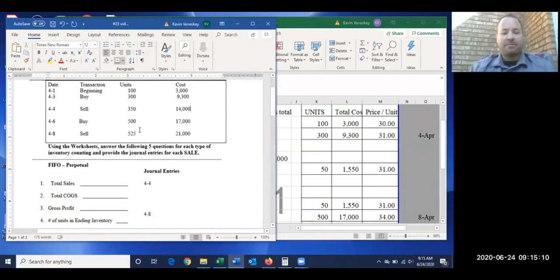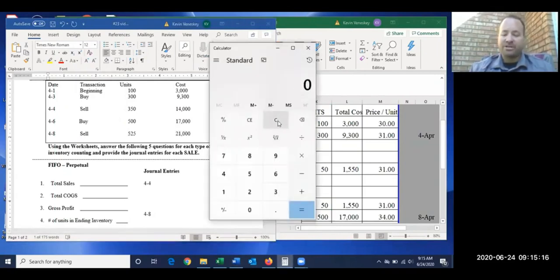My final sale, I'm selling 525 and I'm bringing in $21,000. Let's see if our sale price has changed. Remember, it was 40 bucks a piece. I think it's still the same. If we take the 21,000, spread it out over 525 items, yep, I'm still selling it for 40 bucks a piece, which makes sense. People don't change their sale prices on a daily basis, except for maybe like a gas station.